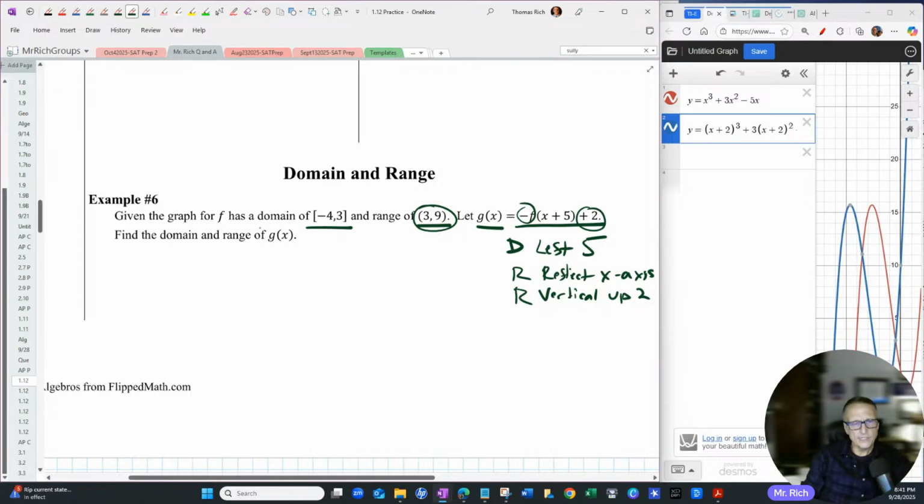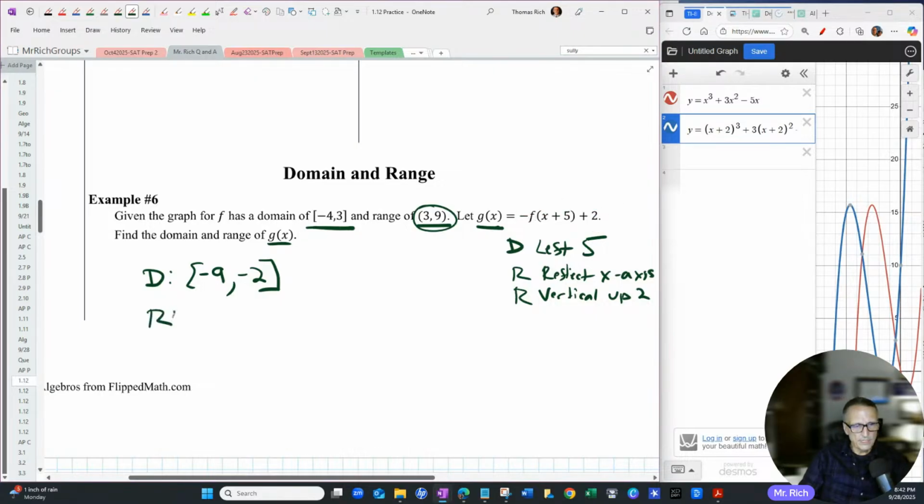So what I can say is that for the new function g of x, I know what its domain is going to be. It's going to be that interval shifted left 5. So if you're at -4 and you go left 5, you end up at -9. At 3, go left 5, you'll end up at -2. So that would be the domain for this new function g that's been transformed.